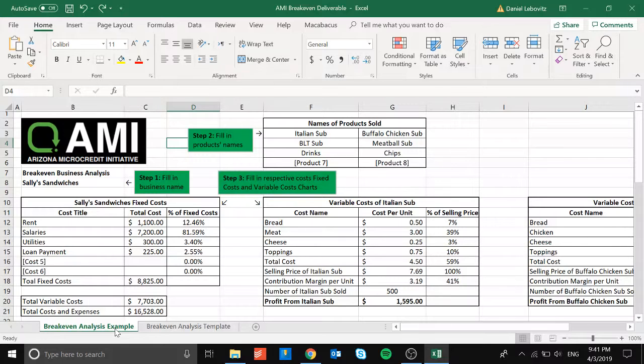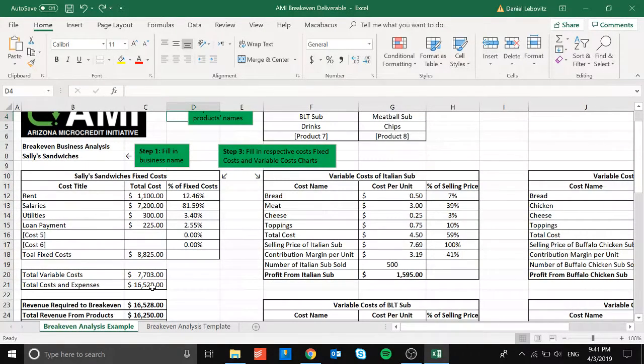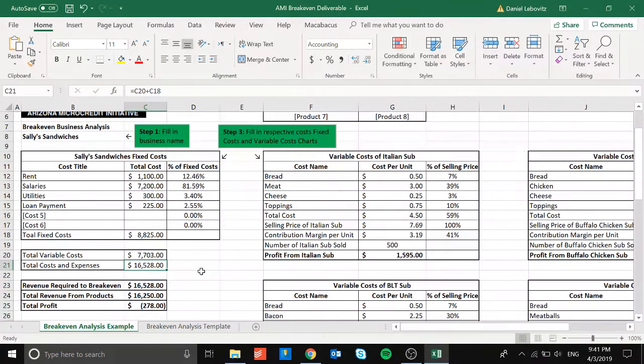That means basically any profitable sale from that point onward will count as profit in your pocket, money in your business. So with this knowledge, we can say that the break-even point is going to be total variable costs and total fixed costs added together. So we can see this shown here. We have our total costs and expenses, which is going to be the same as our break-even revenue required. Okay, so with this knowledge, let's move on.